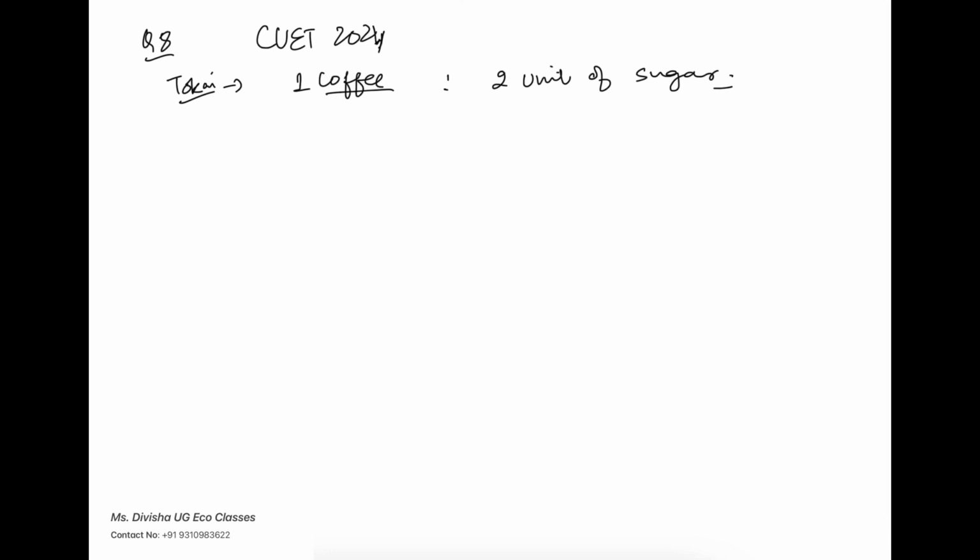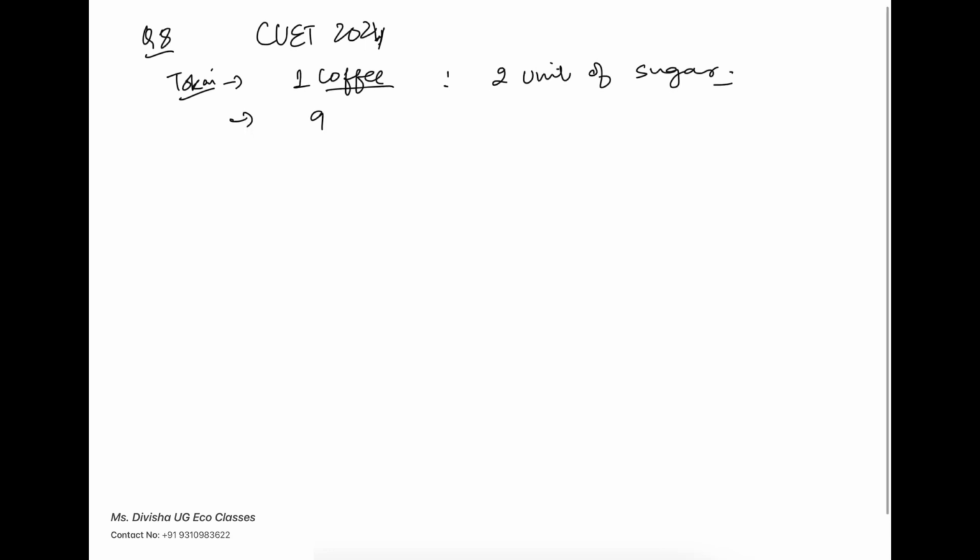And the ask of the question is that if he consumes, suppose, 9 unit of coffee with 2 unit of sugar, then how much will he end up consuming?